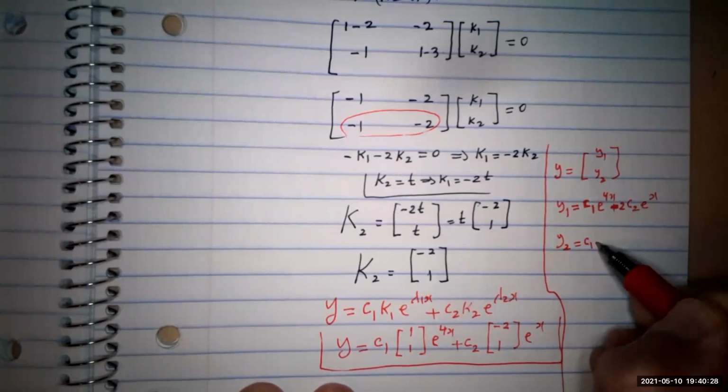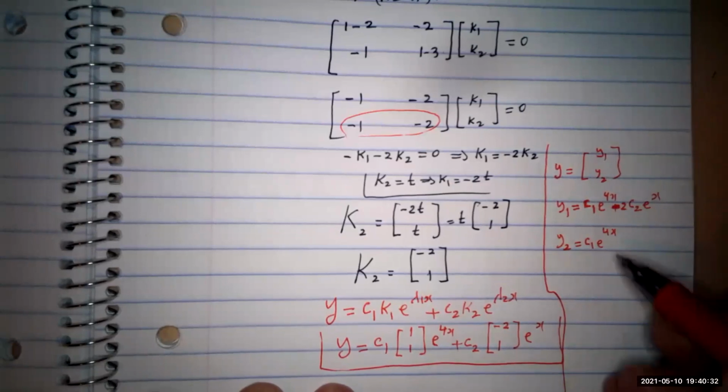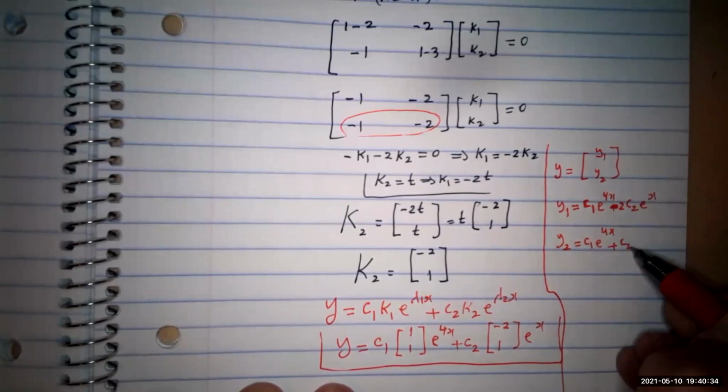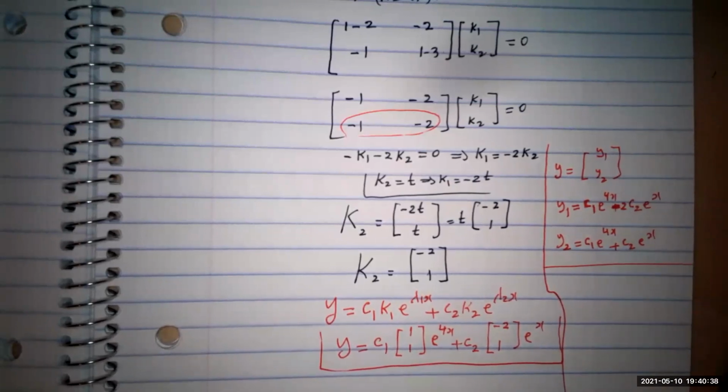It's going to be c1 e to the 4x, and this is going to be plus c2 e to the x. So these are going to be the general solution of your system. It's a very nice application that you're going to have.